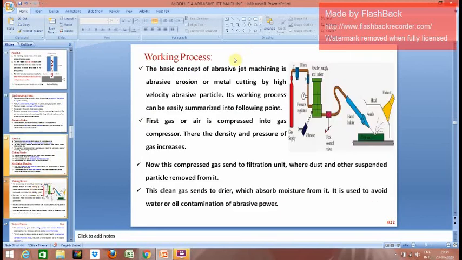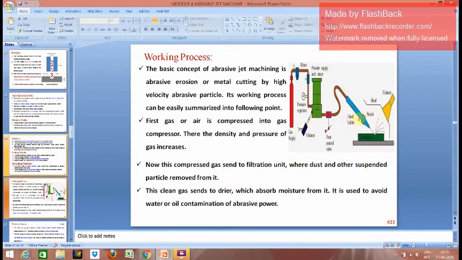Next, working process. The basic concept of this abrasive machining is nothing but abrasive erosion, or metal cutting by high velocity particles. You can see it from the diagram over here. I am summarizing its working process in the following points. First, the gas or the air is compressed in the compressor. There, the density and the pressure of the gas increase. Now, this compressed air goes to the filtration unit where the dust and other suspended particles get removed.